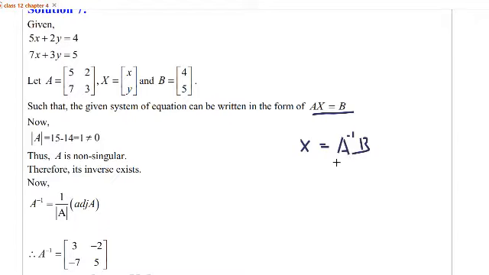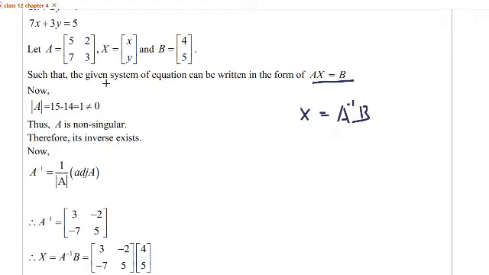So we need to find the determinant of A. So determinant A in this case is 15 minus 14, that is 1. So since the determinant is not 0, we can find the value of x and y, or we can say the value of this matrix X.